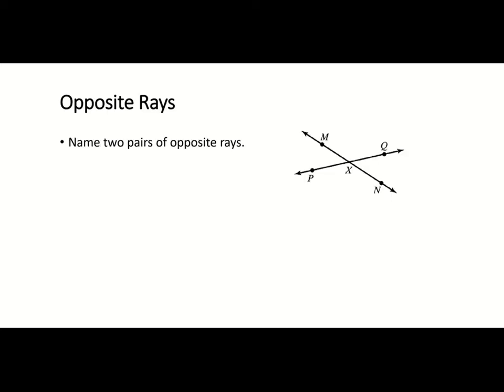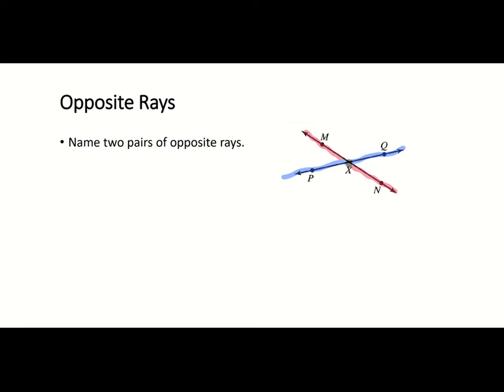All right, so here we have opposite rays, and they want us to name two pairs of opposite rays. We have two lines here that intersect at a point. So here's line MN, and then line PQ, or whatever you want to call it, and they intersect at point X.